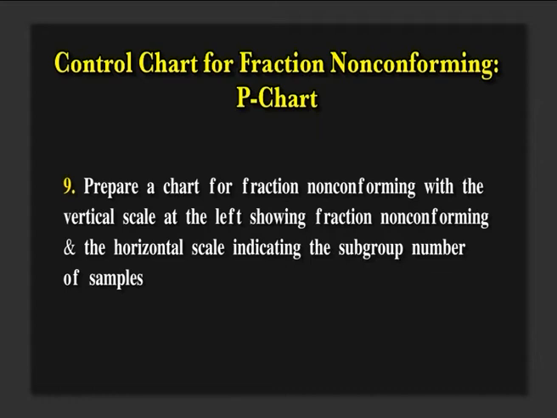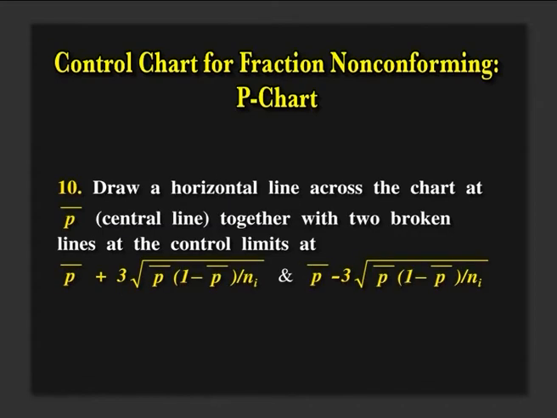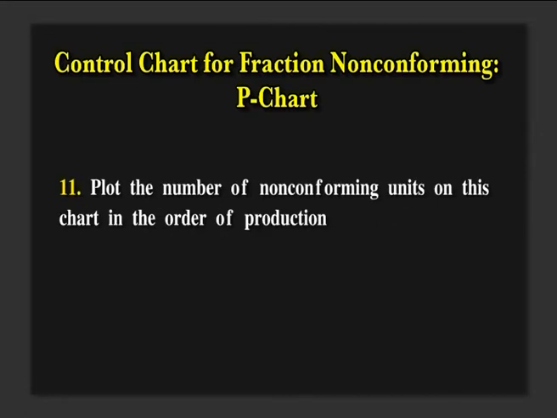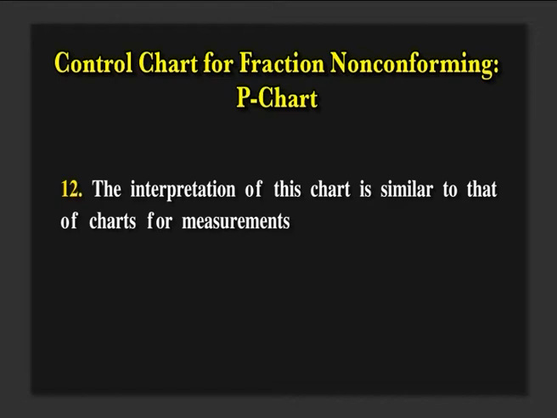Step 9. Prepare a chart for fraction non-conforming with the vertical scale at the left showing the fraction non-conforming and the horizontal scale indicating the subgroup number of samples. Step 10. Draw a horizontal line across the chart at the central line, together with the 2 broken lines at the control limits at p bar plus 3 times root of p bar into 1 minus p bar by Ni and p bar minus 3 times root of p bar into 1 minus p bar by Ni. Step 11. Plot the fraction of non-conforming units on this chart in the order of production. Step 12. The interpretation of this chart is similar to that of the chart for measurements.